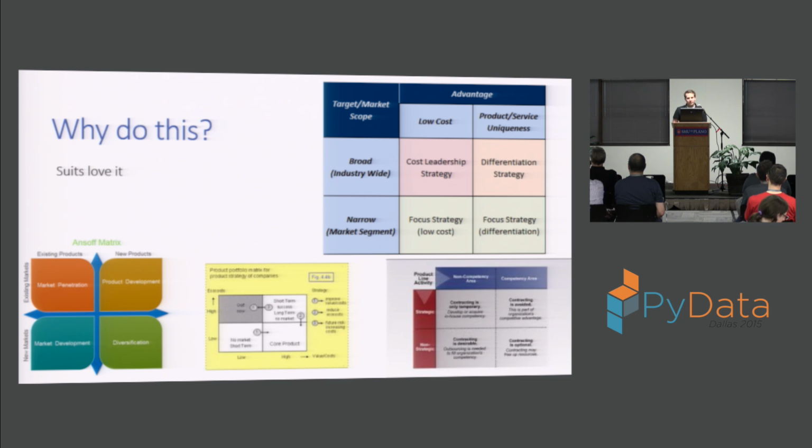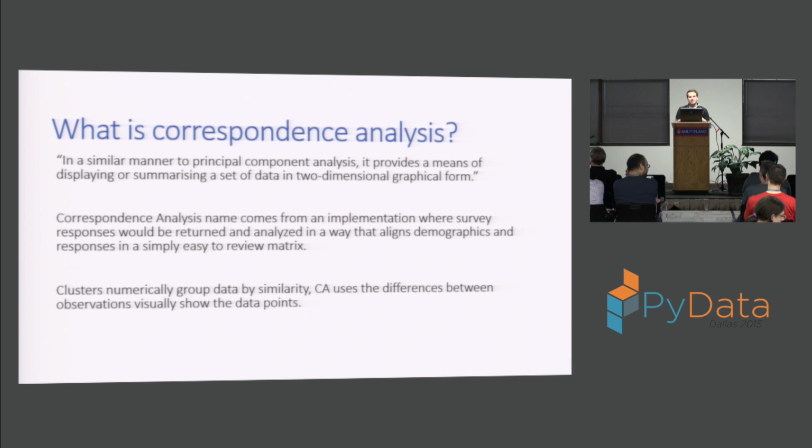There is a data-driven way to approach this, though, and that is a correspondence analysis. The quote at the top is from Wikipedia. In a similar manner to a principal component analysis, it provides a means for displaying and summarizing data in a 2-dimensional graphical form. How that works kind of behind the scenes is essentially just creating a difference matrix, and then it's slowly taking those distances between everything and finding out how it can squeeze them into a single box.